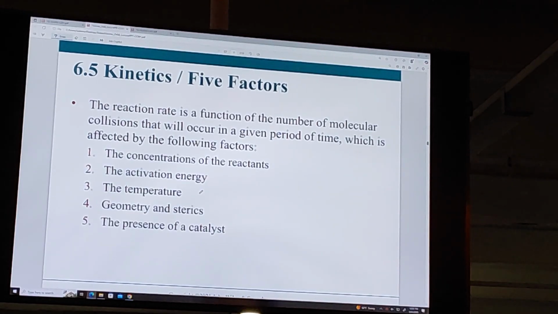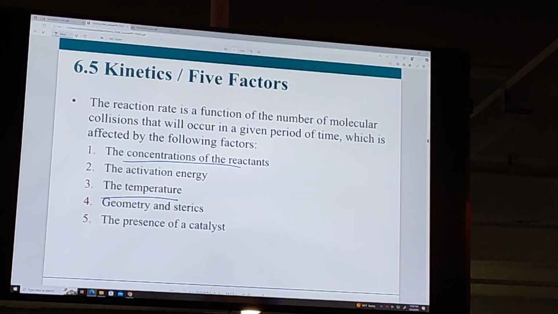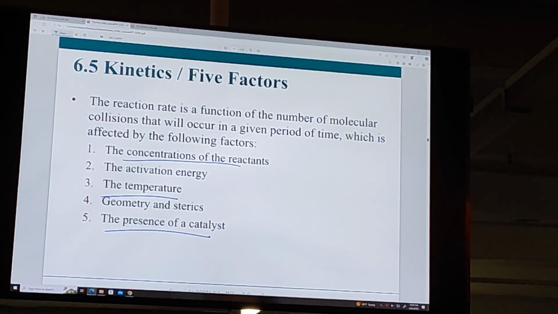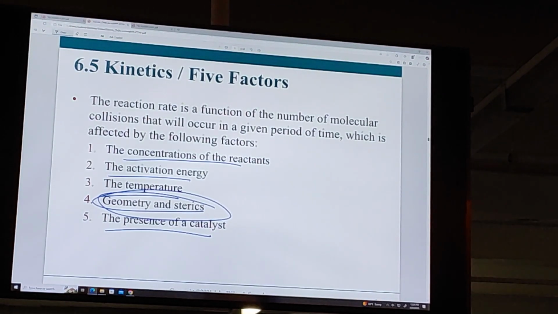And of course, how do you make the reaction fast? Increase the concentration. The most obvious one is temperature. Catalyst decreases the reaction's activation energy. And I want to circle this because this is new. This is not in Gen Chem. So geometry and sterics, and we're going to learn about this in chapters 7 and 8. The shape of the molecule determines whether the reaction can proceed or not.